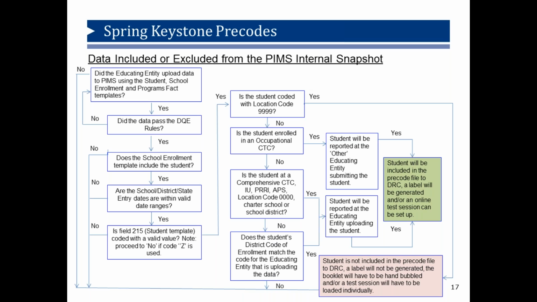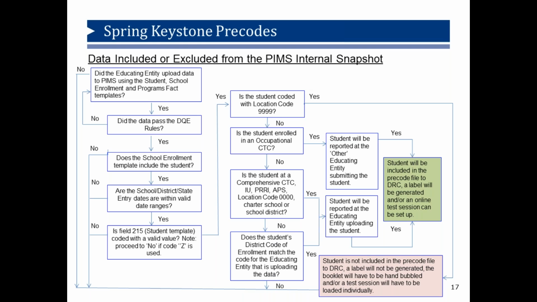If yes, then the student is not included in the precode file that will be sent to DRC, which means the student will not receive a precode label, the booklet will have to be hand bubbled, and online test setup sessions will have to be loaded one student at a time. If no, then the next question that needs to be answered is, is the student enrolled in an occupational CTC?